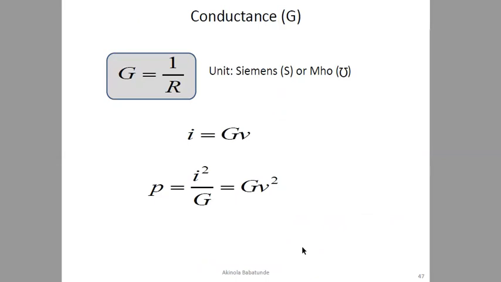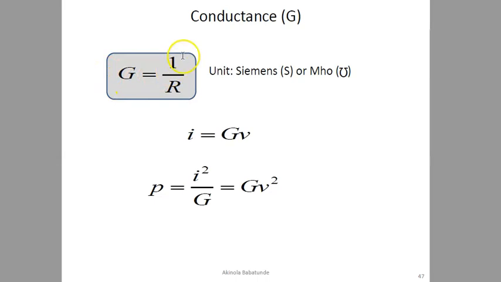Now, let's quickly talk about conductance. Conductance is usually given as the inverse of resistance. It is represented with G, and the unit of conductance is Siemens or mho. The unit of resistance is ohms, and since we're talking about the inverse of resistance here, the unit can be called mho, which is ohms inverted. So conductance is the inverse of resistance and is usually represented with Siemens or mho.